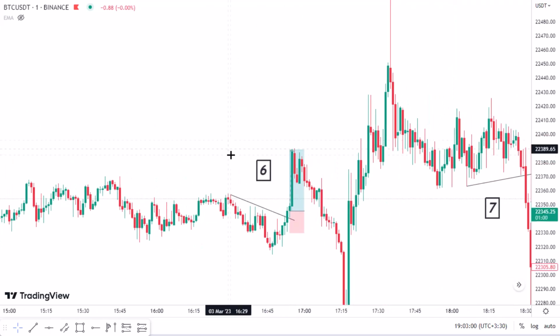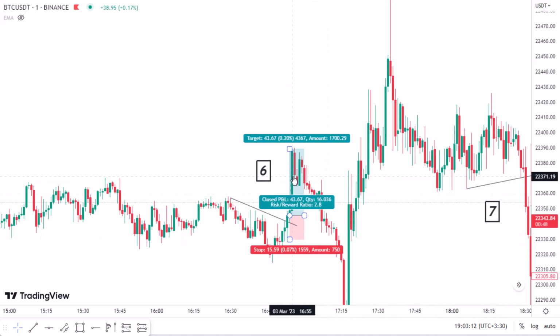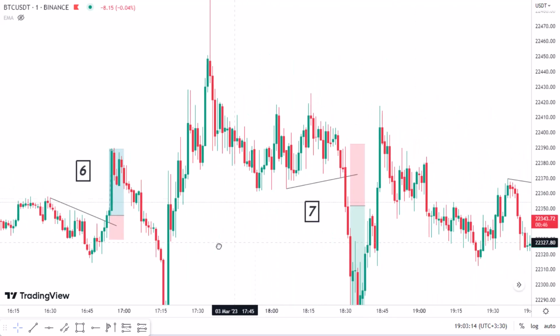On the next position, we have a trend line which was like this, and we extend it here. The price is broken here, we enter the buy position, put our stop loss below the candle, and it gives us a reward of 2.8.